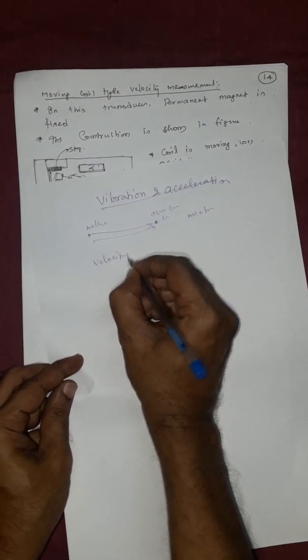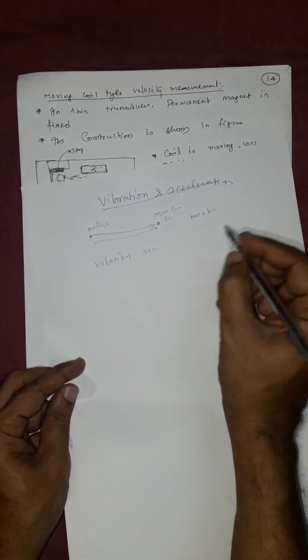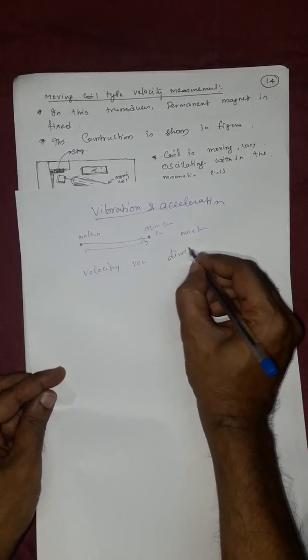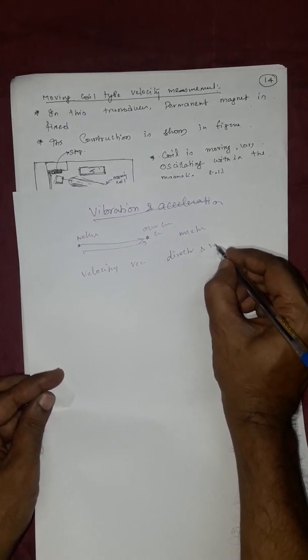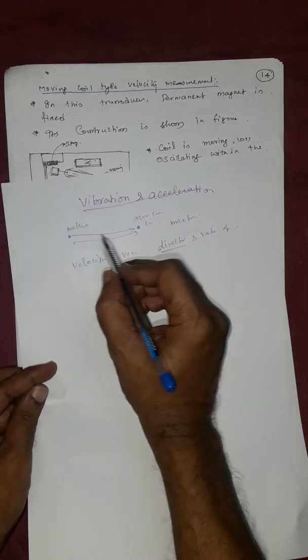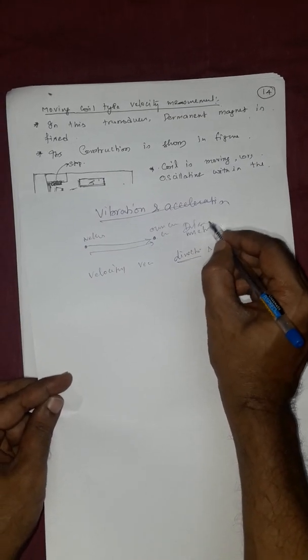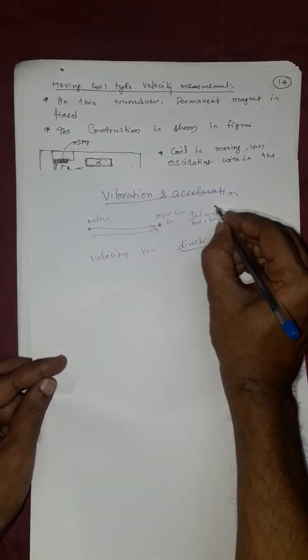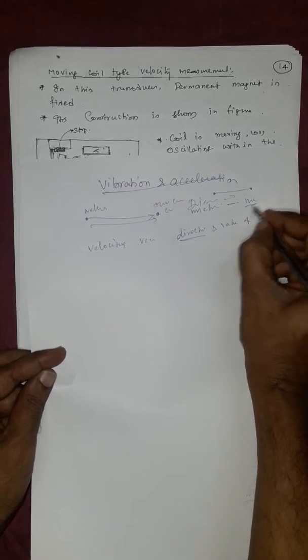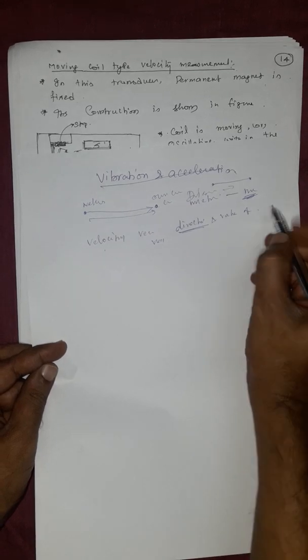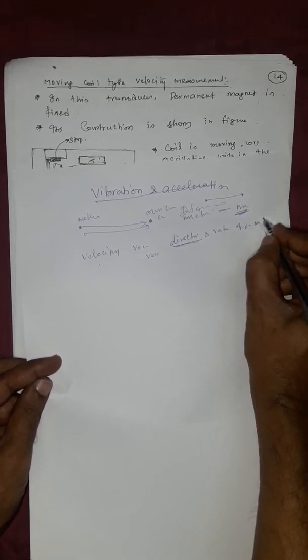Next one is velocity. What is velocity? Velocity is also a vector that has a direction and rate of motion. The first one is displacement. Displacement is a vector; its unit is meter, that is from one point to another point. The second one is velocity. It is also a vector that has a direction and rate of motion. So the unit is meter per second.